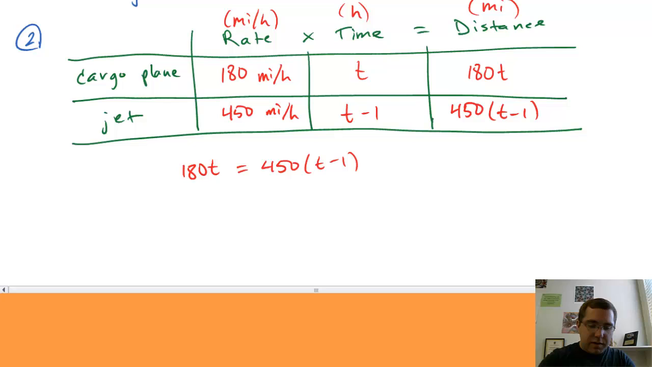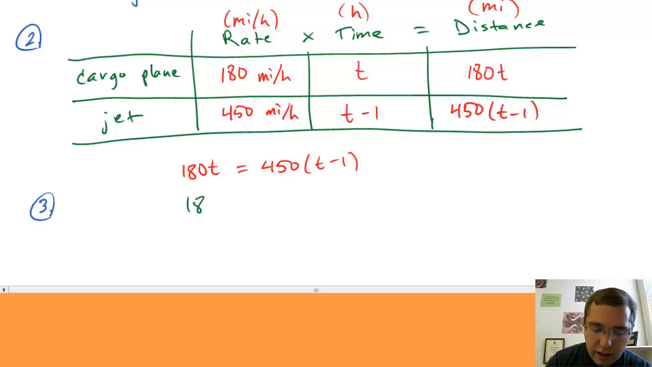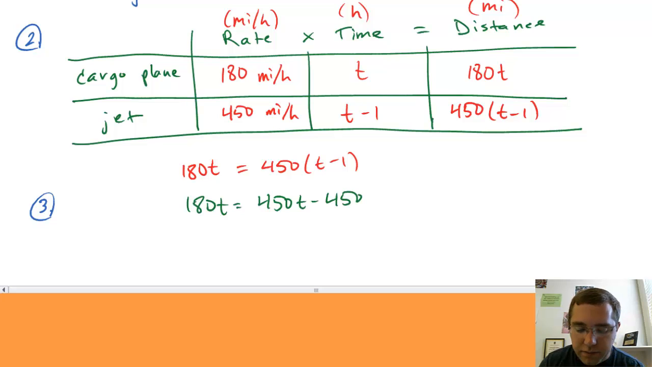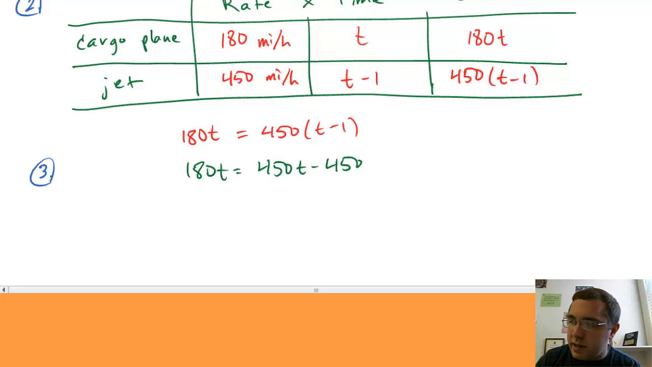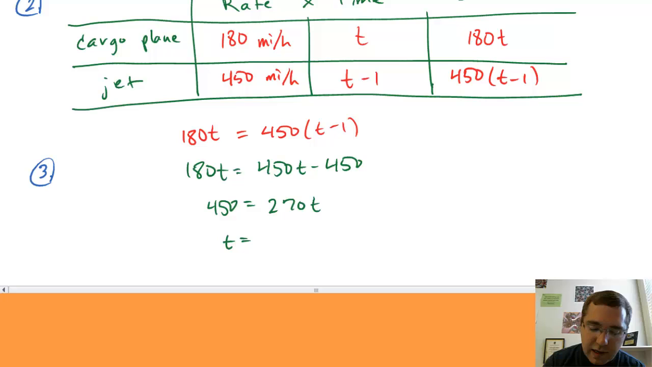Okay, step 3, solve the equation. So 180 t equals, if I distribute the 450, I've got 450 t minus 450. If I bring the t's to the same side, and maybe put the 450 on the left side, then I've got 450 equals 270 t. Divide both sides by 270, so t equals 1 2/3 or 5/3 of an hour, afternoon.